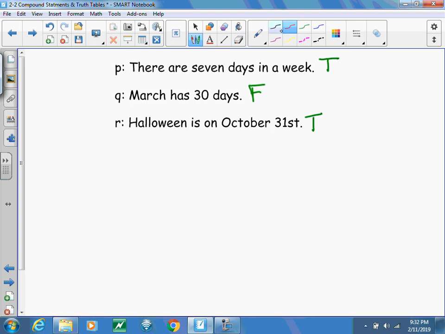This time I'm going to use a conjunction, or actually a disjunction of a negation. So I'm going to take statement Q with a disjunction of the negation of R. So I'm going to take statement Q, March has 30 days.